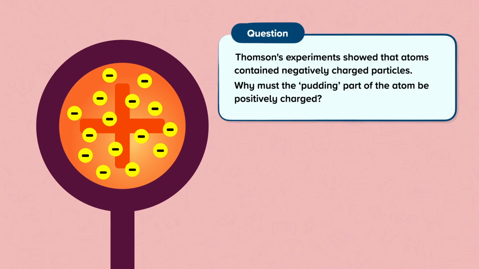Okay, so let's have a quick look at the kind of question you might see. Thomson's experiment showed that atoms contained negatively charged particles. Why must the pudding part of the atom be positively charged? This involves a little bit of thinking. It doesn't matter if you're wrong at this point. Have a think, see if you can pull some knowledge from other subjects about atoms to answer this question. I'm going to give you 30 seconds to have a think.